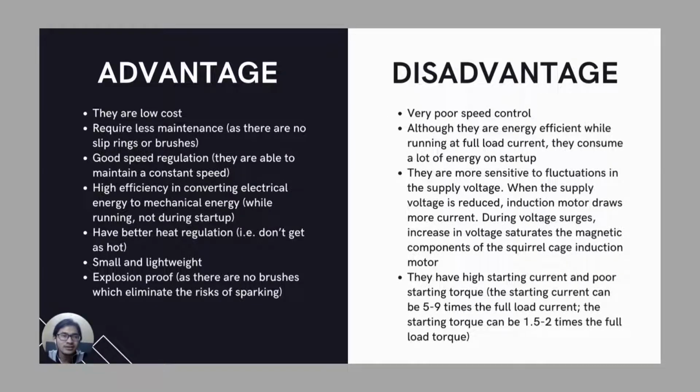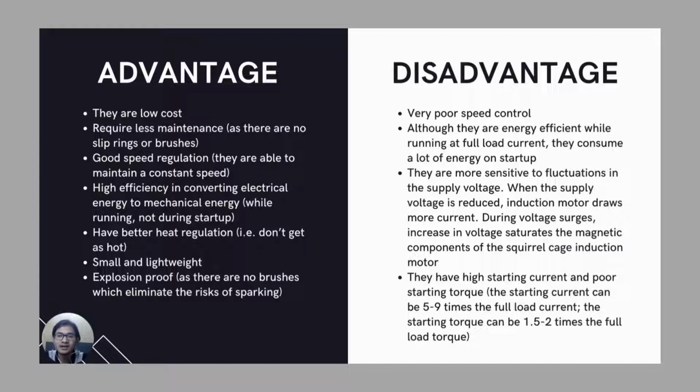In contrast, the disadvantages: it has very poor speed control. Although they are energy efficient while running at full load current, they consume a lot of energy on startup. They are more sensitive to fluctuation in the supply voltage. When the supply voltage is reduced, the induction motor draws more current. During a voltage surge, the increase in voltage saturates the magnetic component of the squirrel cage induction motor.